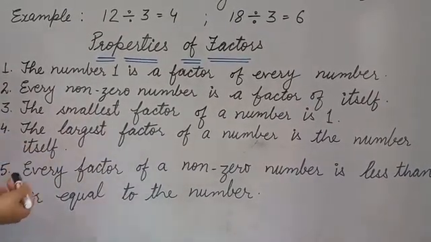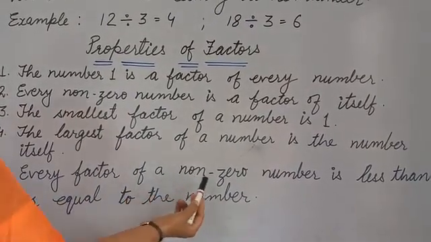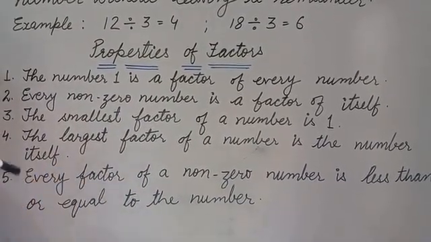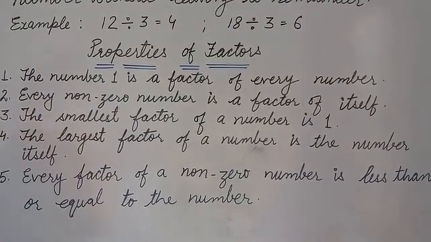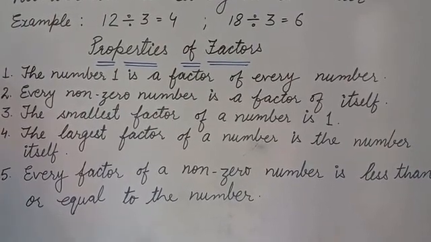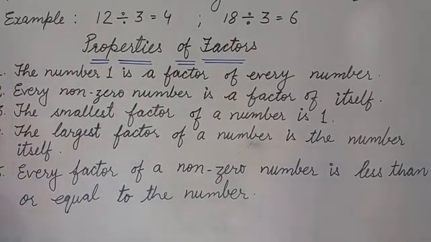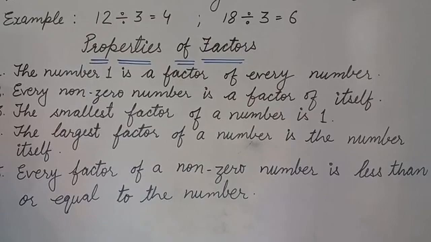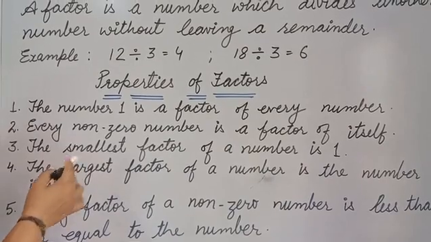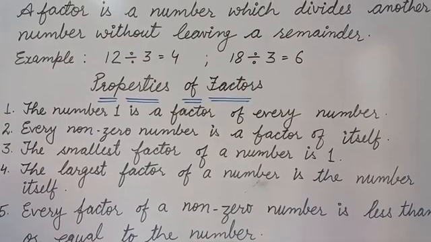Then the fifth property: every factor of a non-zero number is less than or equal to the number. As I told you, all factors are either smaller than the number or equal to it. Factors are never bigger than the number. So they are either smaller, or the last factor is the number itself, and the smallest factor is 1. So these are all the properties of factors. You will learn all these properties.